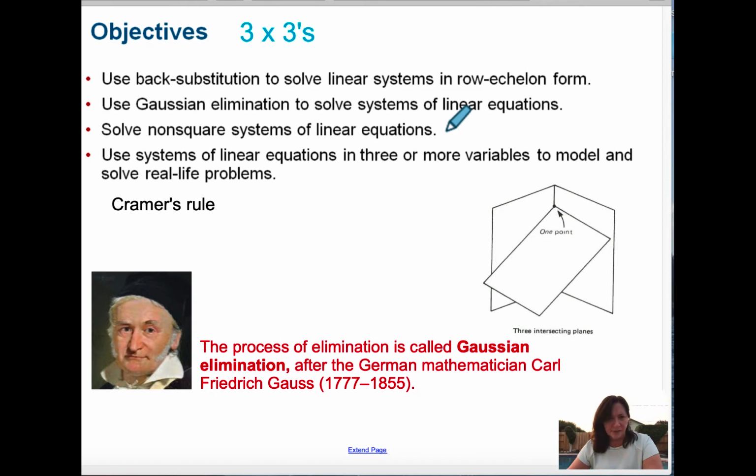So our objectives or learning targets today are with our 3x3s, meaning we're going to have 3 variables and 3 unknowns. Before, we were doing 2x2s, 2 equations and 2 unknowns, and we were looking for an intersection point, or parallel lines, or the same exact line. Now a 3x3 is a little bit different because you have 3 variables, which means not only do you have an x-axis and y-axis, but now you have a z-axis.